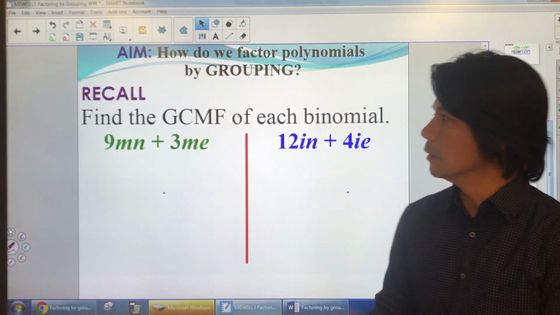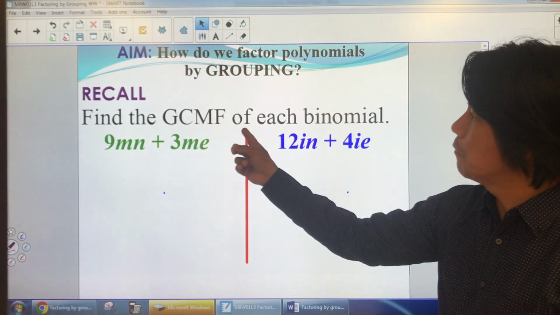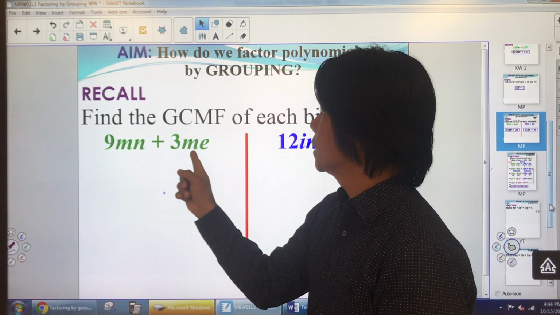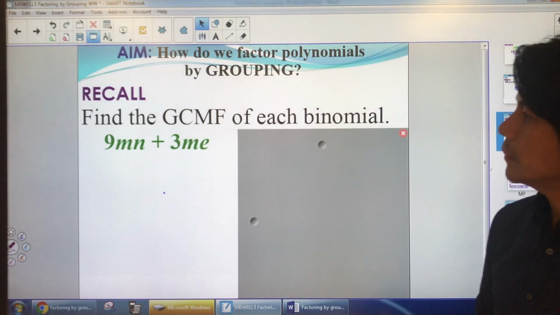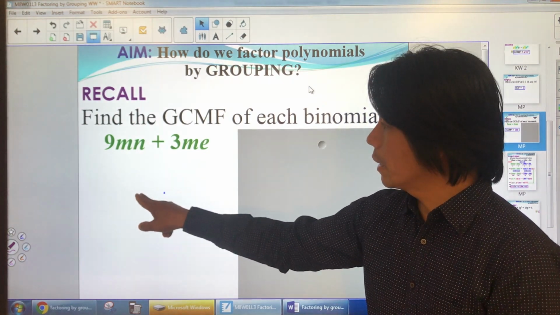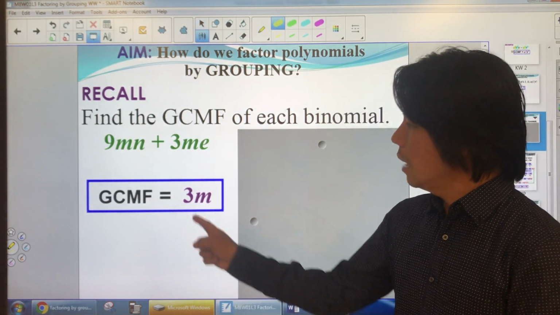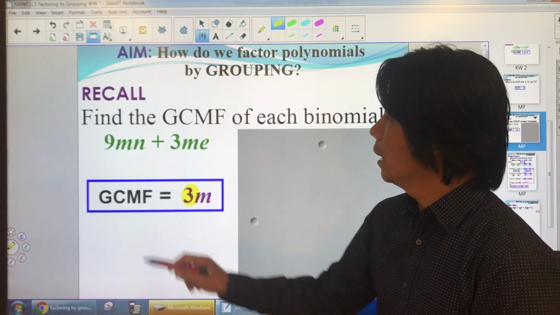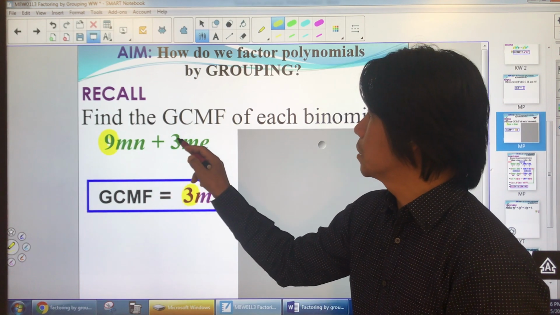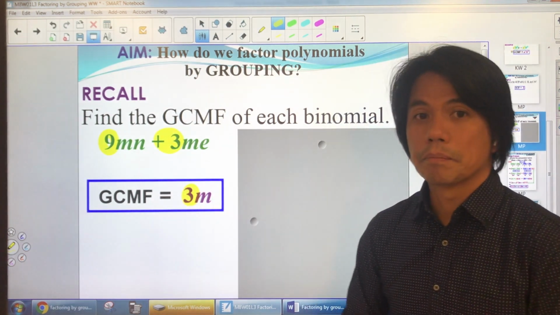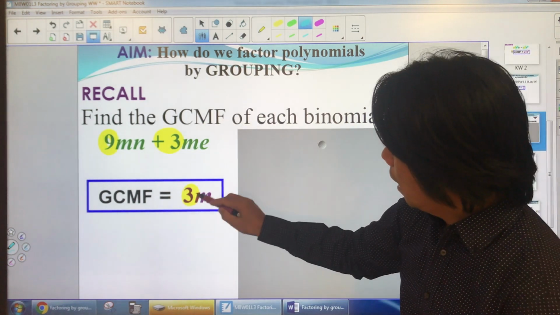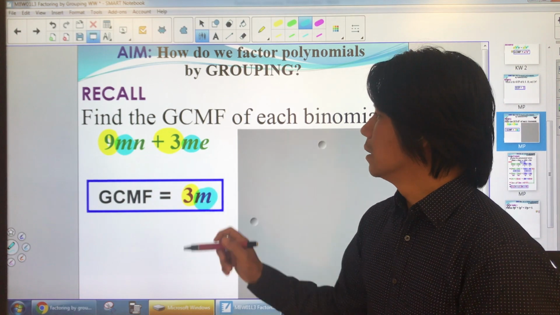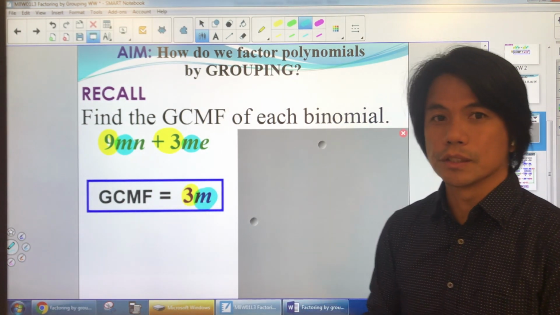Let's do another recall. It says find the greatest common monomial factor of each binomial. So let's have 9mn plus 3me. What is the greatest common monomial factor? It's 3m. How did I get this answer? Notice that 3 is the largest number that goes into 9 and 3 evenly. And also, m appears on both terms. N and e are not common factors.